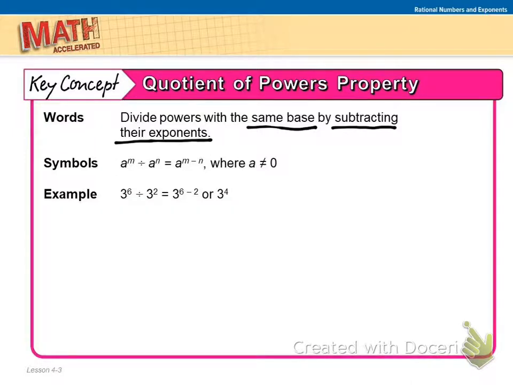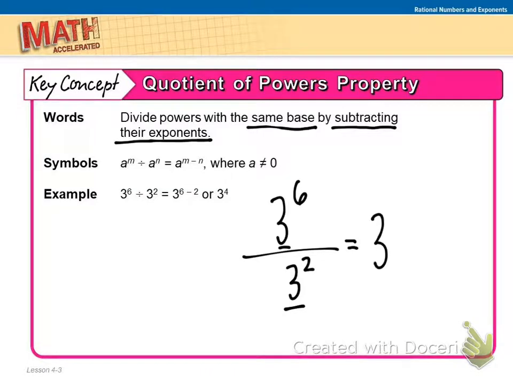Okay? So our example here, we have 3 to the 6th over 3 to the 2nd. Do we have the same base? Yes. What's our base? 3. We subtract their exponents. What's 6 minus 2? 4. Good. The same concept as when we were multiplying.